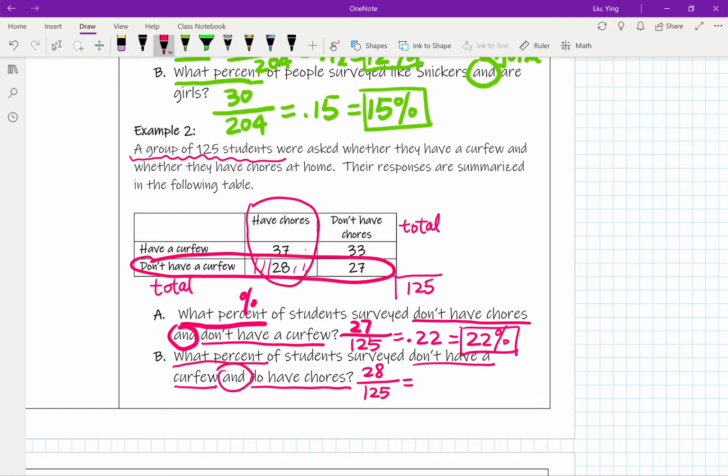So put that in the calculator. 28 divided by 125 is 0.224. This time, because the 4 is less than 5, we don't round it up. We just keep it as 2. So then again, times 100, and again it's 22%.